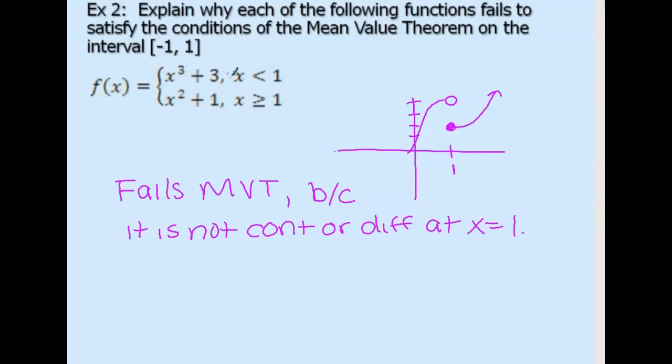So if I were to roughly graph this, the example fails because the limit from the left and the limit from the right do not align. If the left-hand limit doesn't equal the right-hand limit, then the limit does not exist and the function is not continuous. So it's not continuous at x equals 1. Since it's not continuous, it fails MVT. This would also be not differentiable because we have a jump discontinuity.